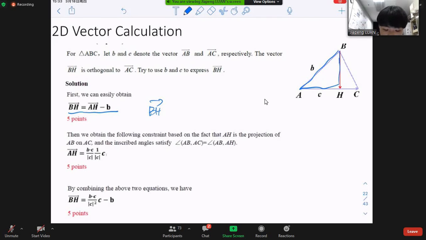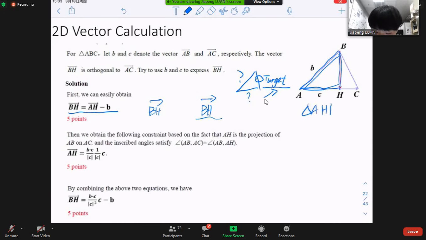So if you want to calculate BH, I think the first thing is that you need to find a triangle to represent this BH, because you only get a triangle, and this is the target. To obtain this target, you have to know these two things. So the first thing you need to do is to find a triangle. And in this question, you can use triangle AHB. So this is actually the target.